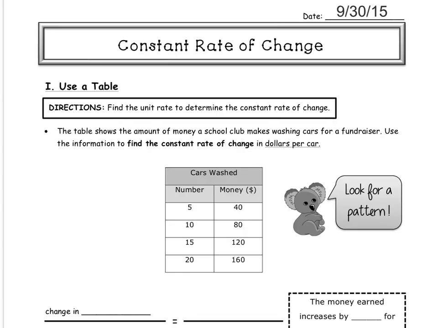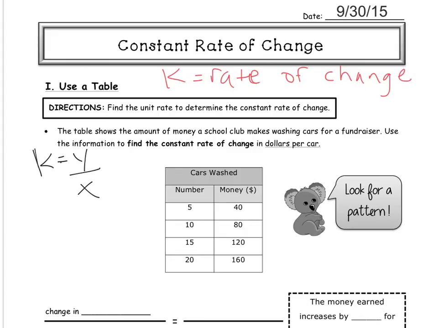So remember, K equals Y divided by X. Okay? And K is what stands for your rate of change. So right now, write this in: K equals rate of change. All right? So the number of cars being washed, that's going to be your X. The money that's been spent is the Y for this, okay?